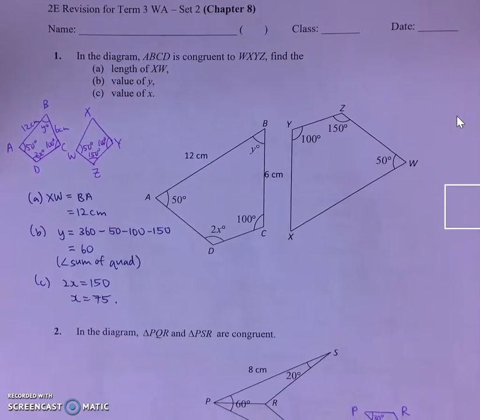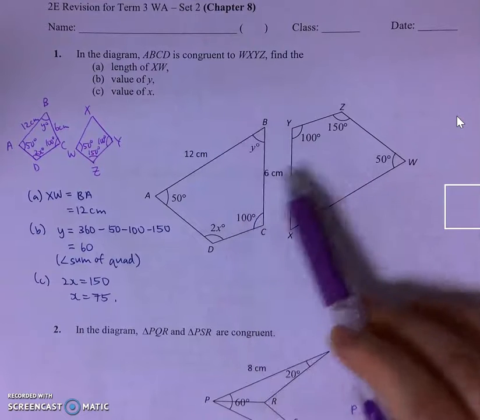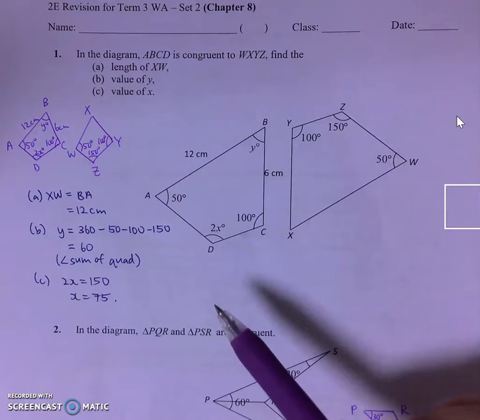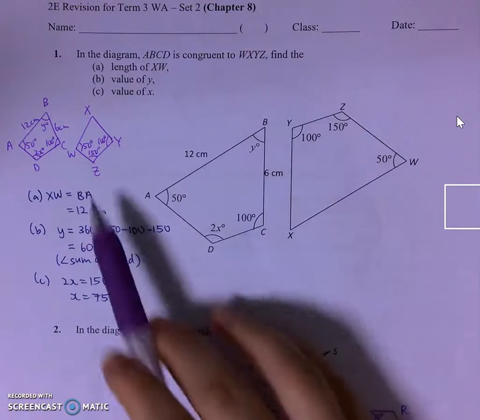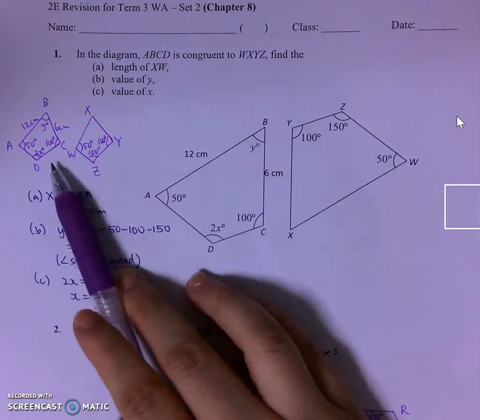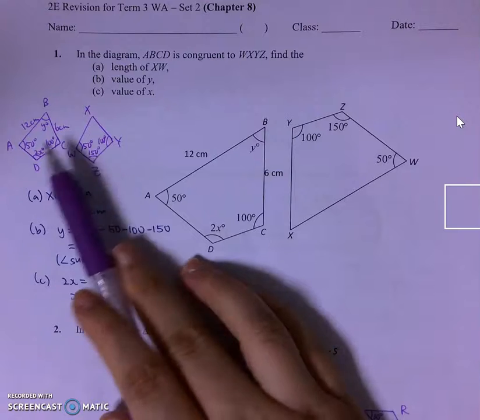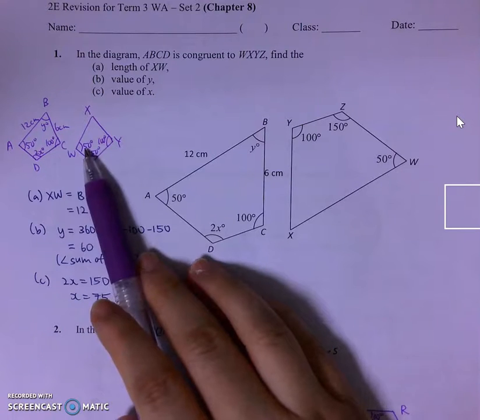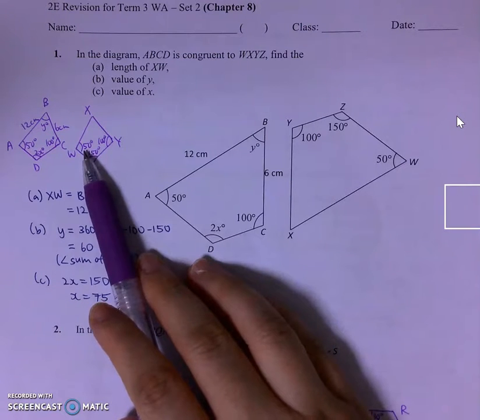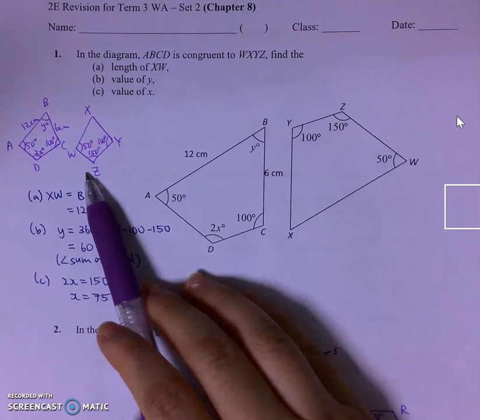For the first question, we are given two quadrilaterals that are congruent to each other. One of the first things we can do is to draw the two quadrilaterals in the same orientation. The reason why we do so is that we can easily compare any corresponding lengths or corresponding angles, and it reduces the chance of careless mistakes here.